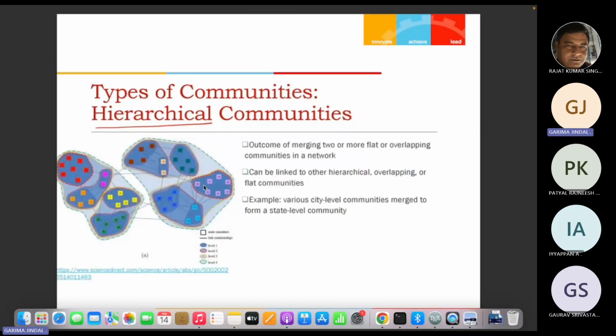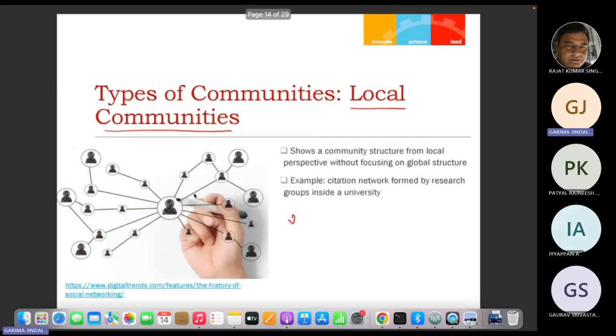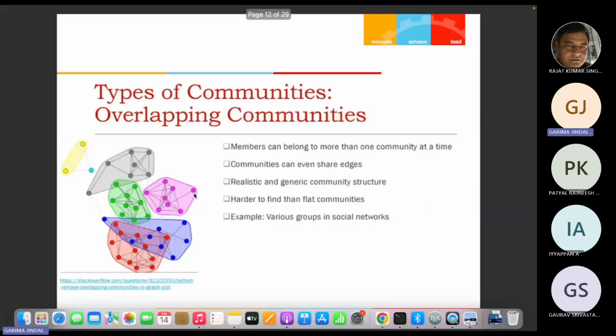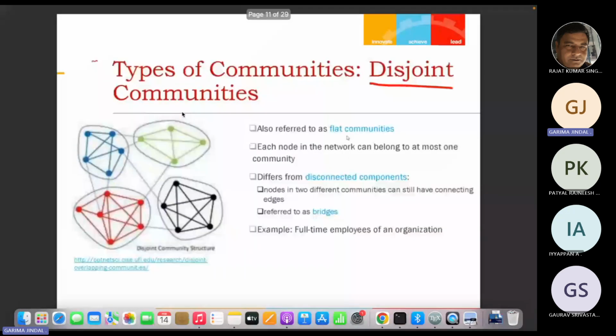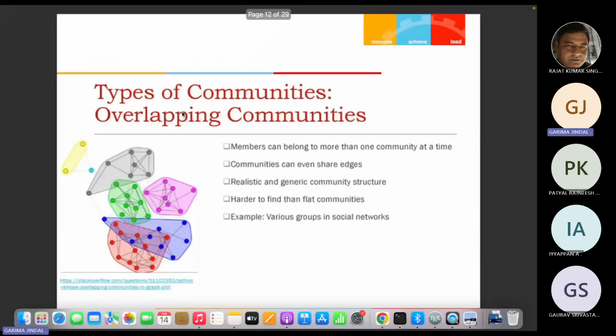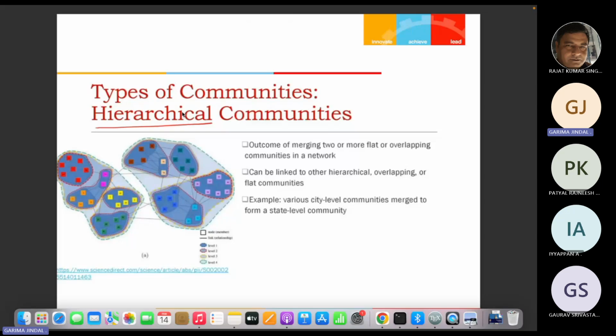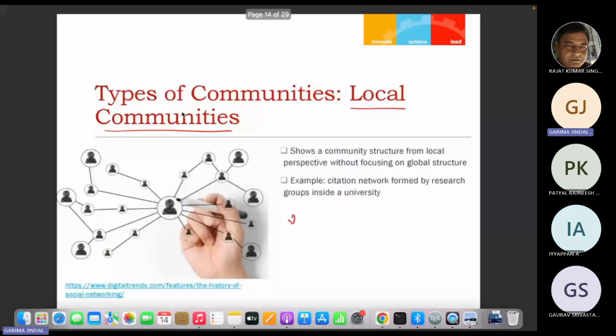Then we have seen that apart from this, there is also something called a hierarchical community. Hierarchical, as the name suggests, means that within a community you might have other communities. Such kinds of communities are called hierarchical communities. Whatever methods are used for disjoint communities can also sometimes be used for identifying hierarchical communities.